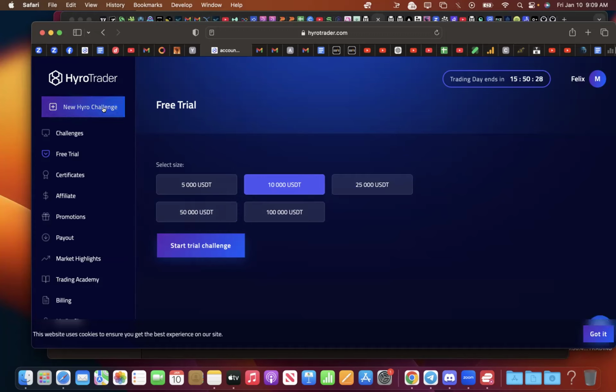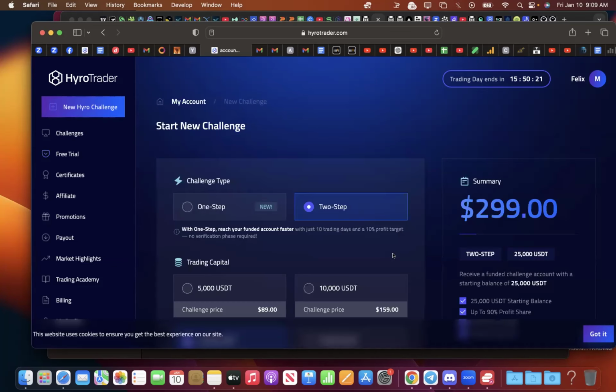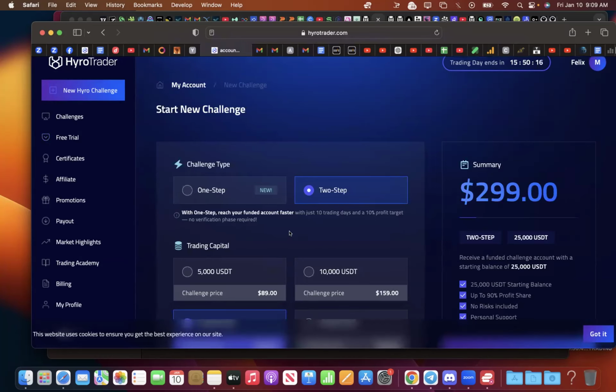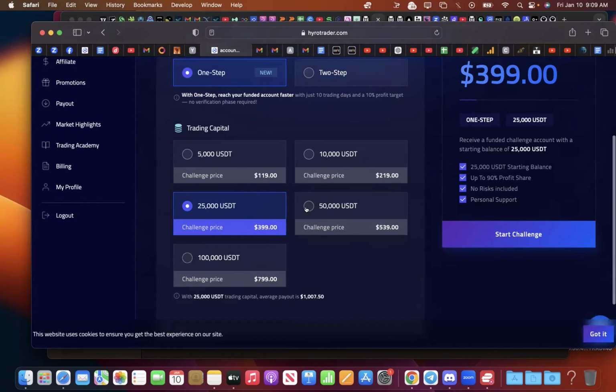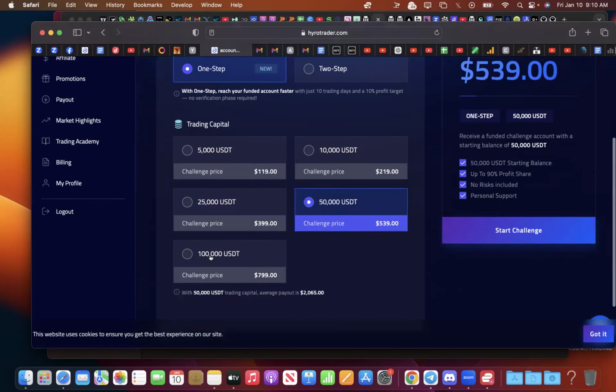Okay, assuming, let's even look at it. Assuming we want to buy a challenge account, all right? Lovely. So we want to buy a challenge account, okay? So they have one step, they have two step. How much is this one? $25,000, 329, 300. So if you want to buy a $50,000 challenge account, $539. If you want to buy a $100,000 account, $799.